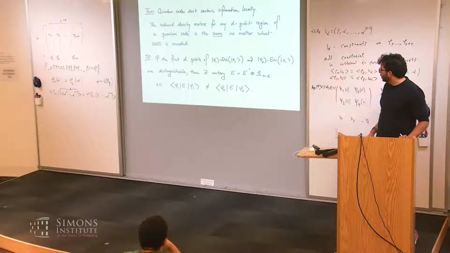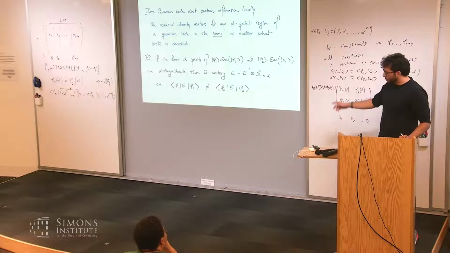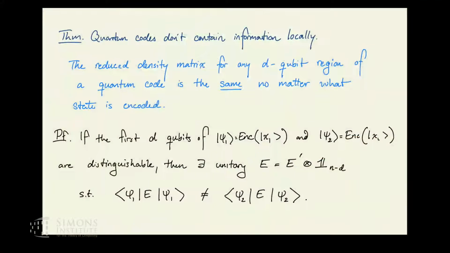Okay. And how would you prove this? Well, imagine there was an error E. Imagine the first d qubits of the encoding of x1 and the first d qubits of the encoding of x2. I'm going to call those states psi1, psi2. Let's imagine those states were distinguishable. Okay. If they're distinguishable, it means there's a distinguisher which acts only on the first d qubits.